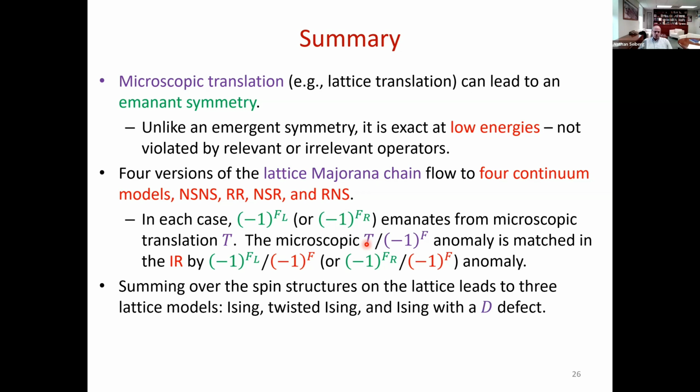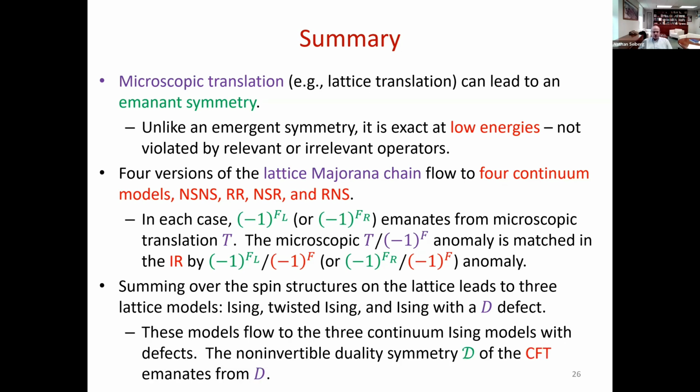Then we summed over the spin structures, and the 4 Majorana theories, the 4 fermionic theories, lead to 3 bosonic theories, which do not depend on the spin structure. These were Ising, twisted Ising, and Ising with a duality defect D. D is because of duality, for reasons I did not explain here.